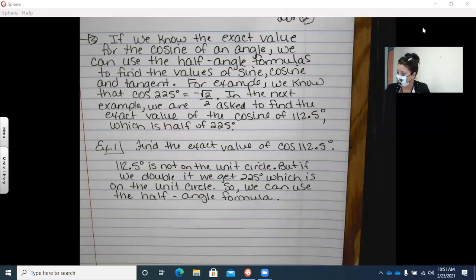Okay, so that formula was cosine of theta divided by 2 equals positive or negative square root of 1 plus the cosine of theta, quantity divided by 2.